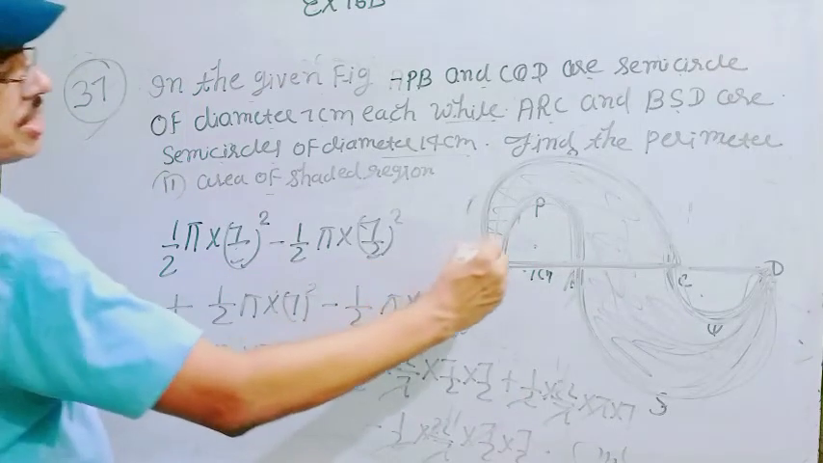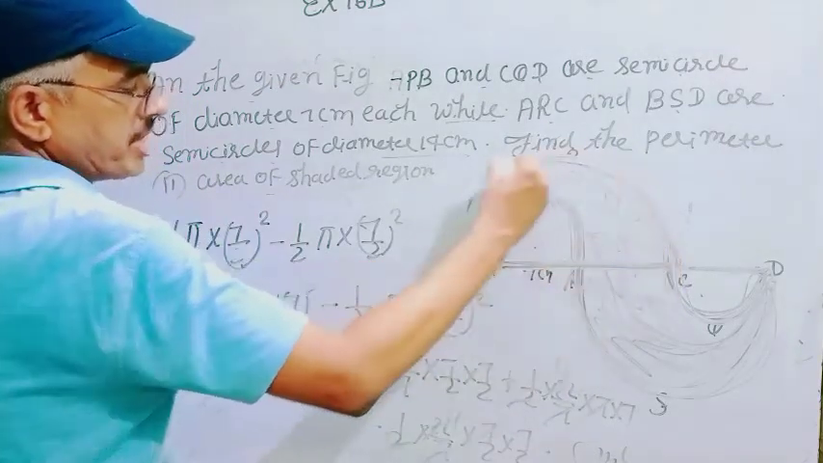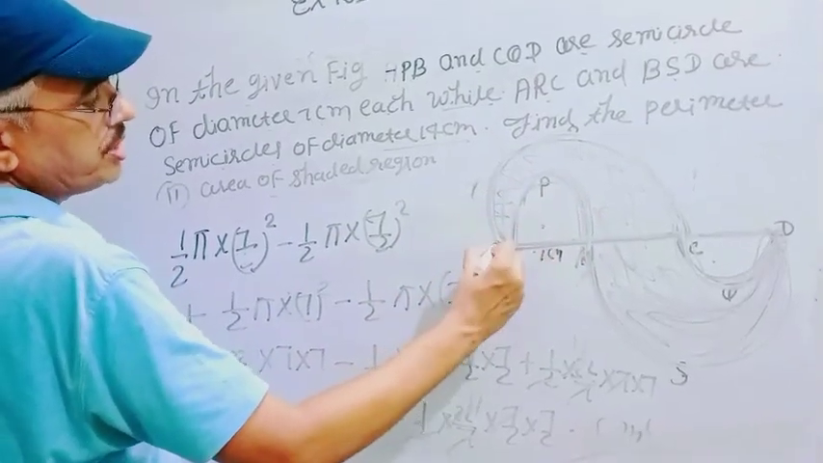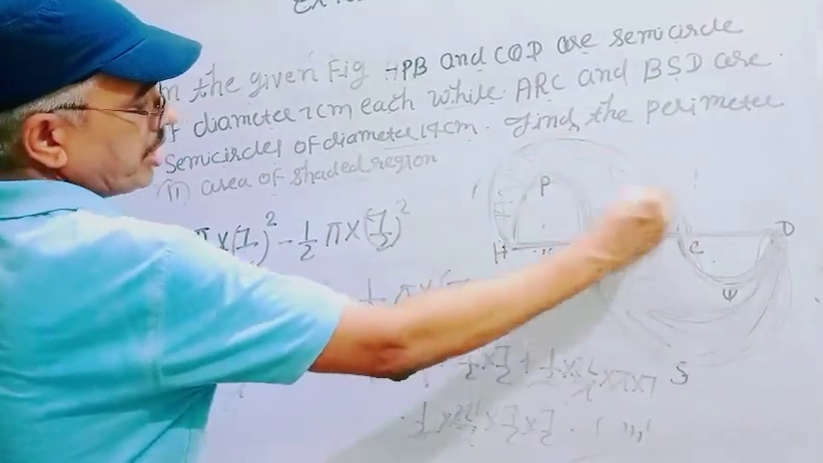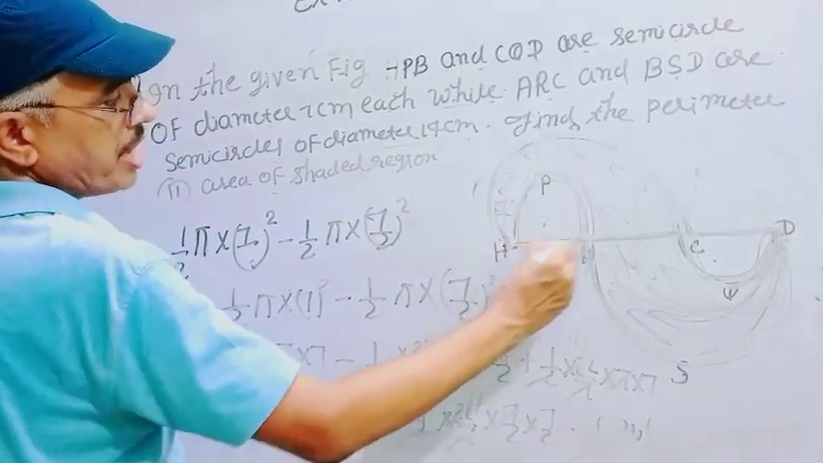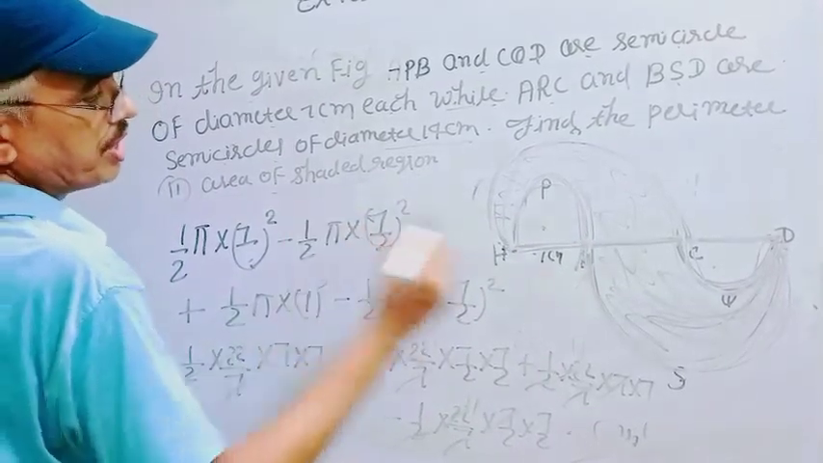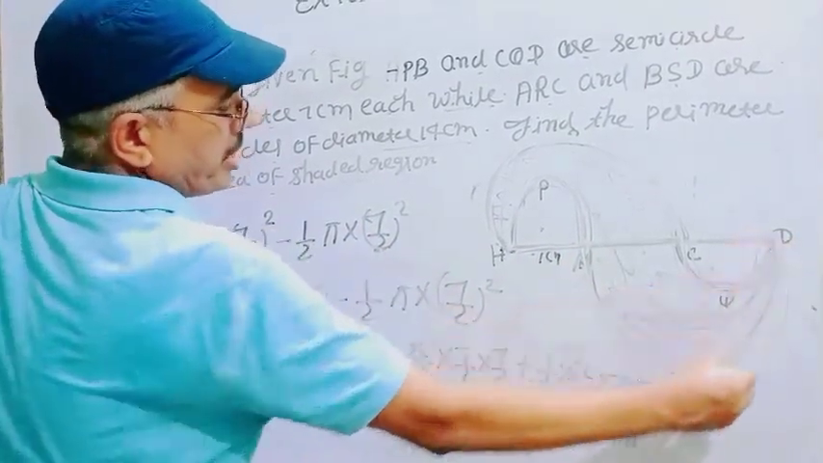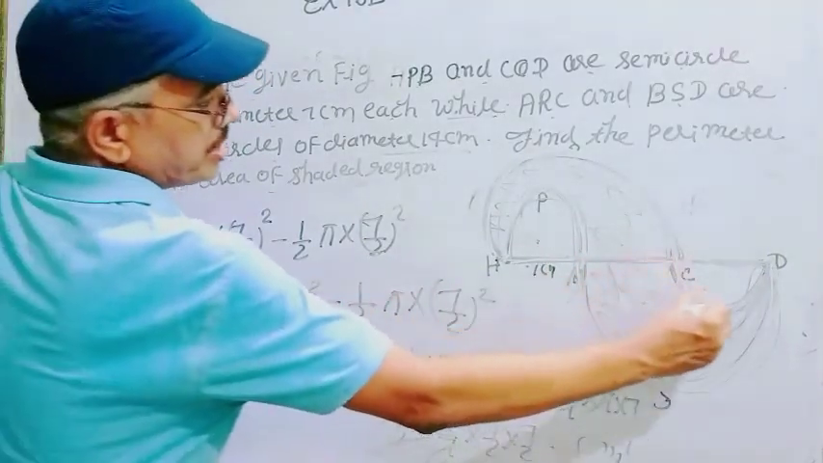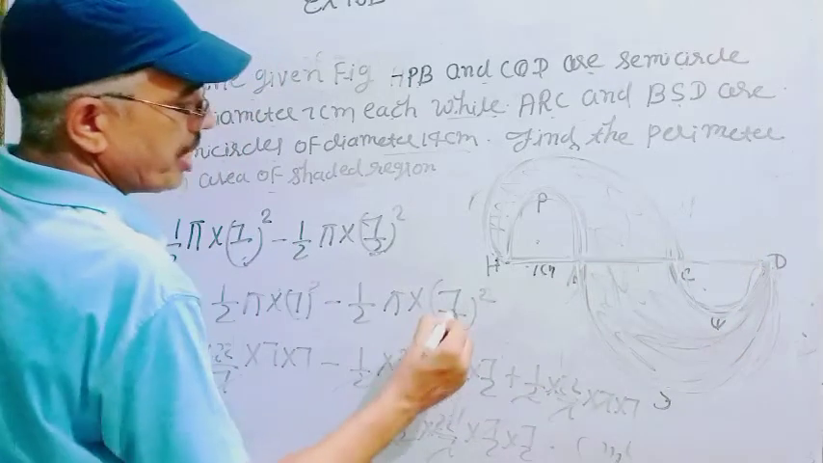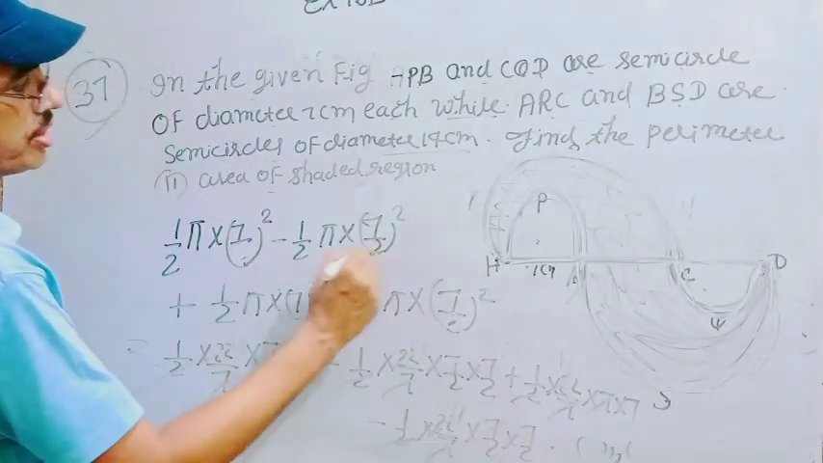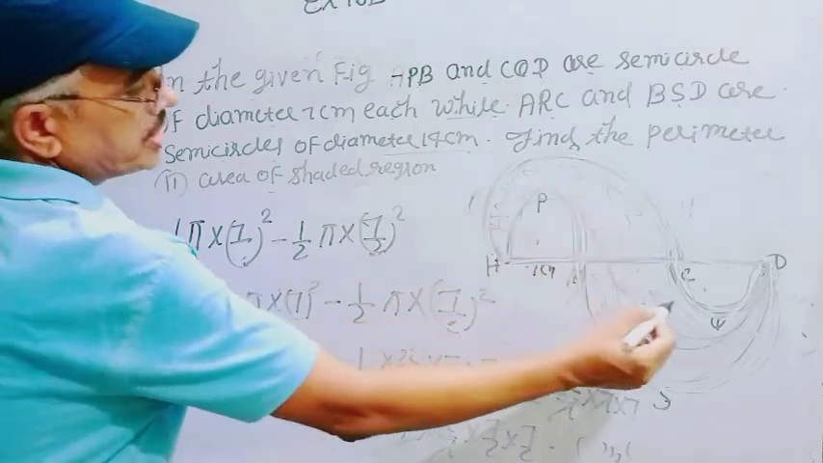So in this semicircle the radius will be 7. In this semicircle the radius will be 7 by 2, because the diameter is 7. Similarly, this part has diameter 14, so radius is 7, and minus this part of diameter 7, so radius will be 7 by 2. So now you do the calculations and find your solution, that is the area of this shaded region.